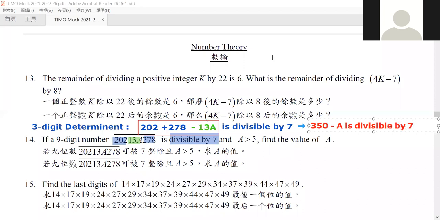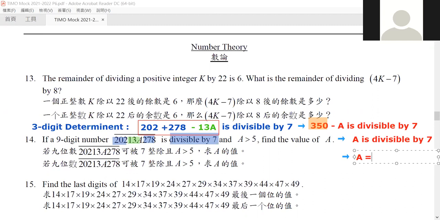But this is strange, right? Because 313 is divisible by 7 all by itself. So the only possible way for it to also be divisible by 7 is that our A is also divisible by 7. Then since A is divisible by 7 and A is greater than 5, our A must be equal to 7. So this is our answer.